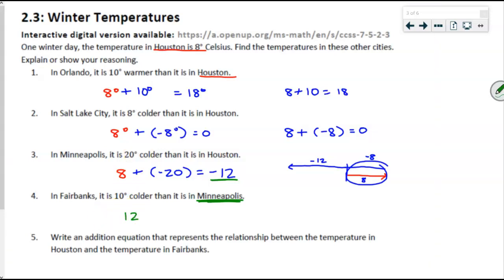$12 plus 10. Is that what you said? 12 plus a negative 10? Okay, not too shabby. Math practice 3. Let's critique his reasoning. Gunner, can you find your own mistake? What do you see, Jason?